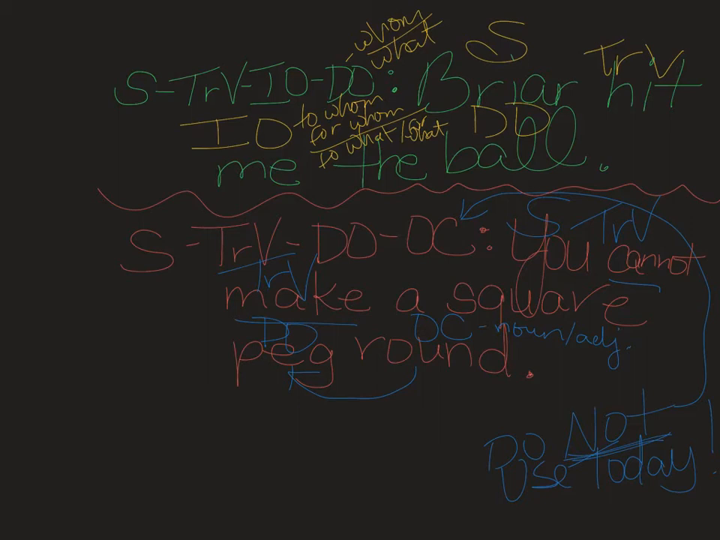So, you cannot make a square peg whom or what, and the answer is you can't make a square peg round. Round is the objective complement, functioning as an adjective, and coming right after peg and describing peg. Okay? All right. Next slide.